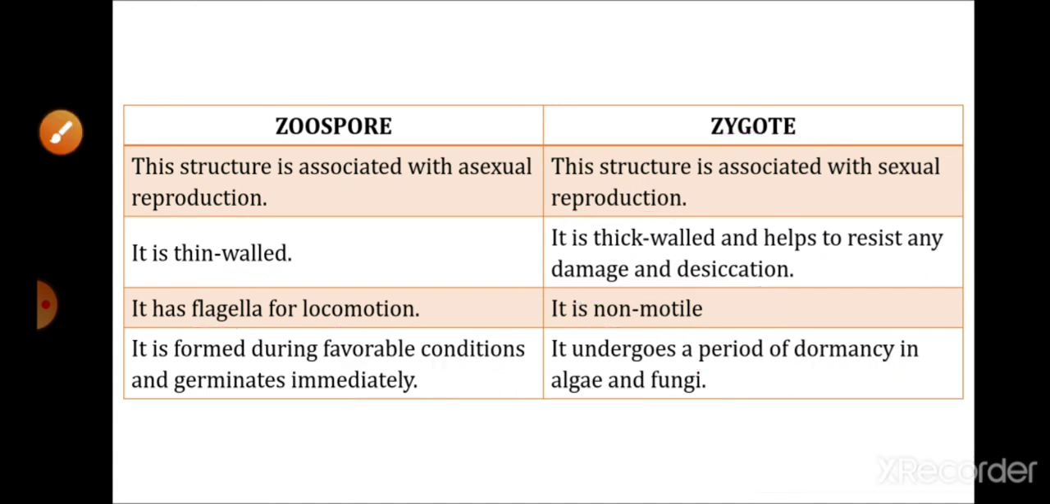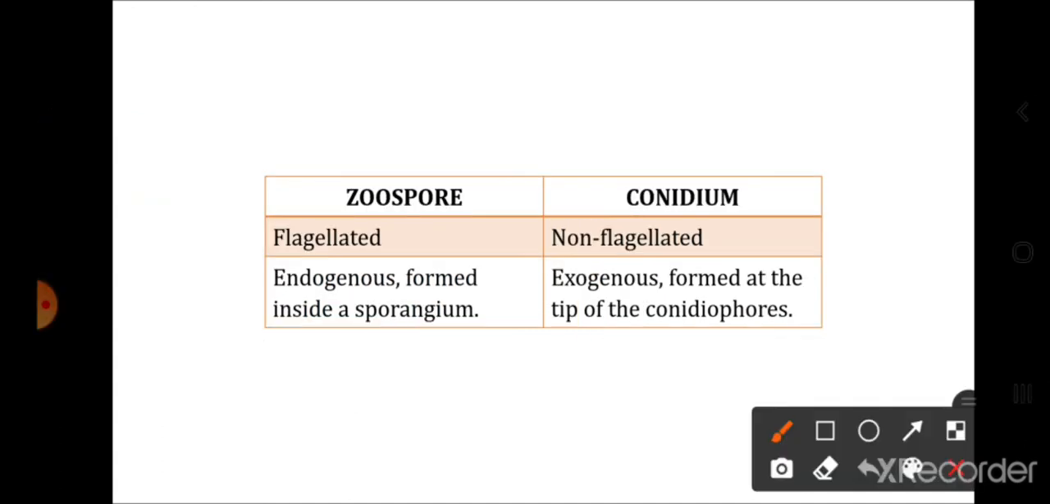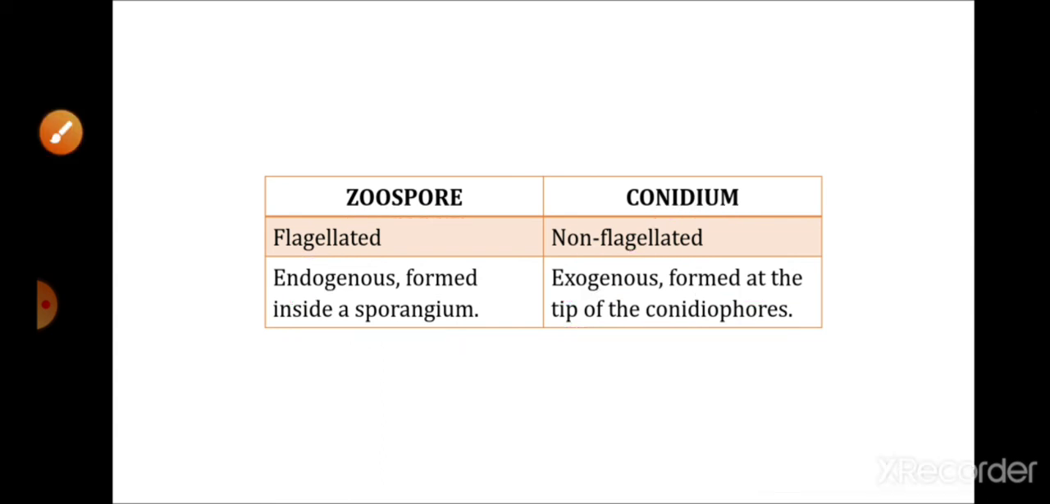Now another difference, between the zoospore and conidia. First of all, keep in mind that both of these are asexual reproductive structures, but the zoospore is flagellated, whereas conidium is non-flagellated. Zoospore is endogenous, that is formed inside the sporangium, whereas conidium is exogenous, which is formed at the tip of the conidiospores. So these are two major differences between the zoospore and conidium.